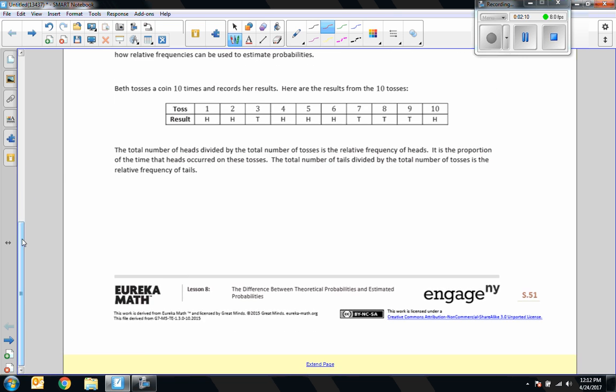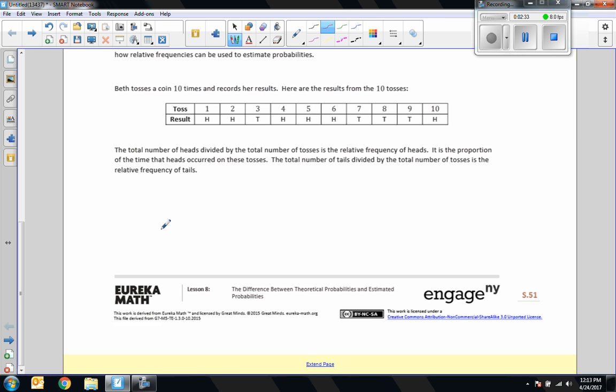Here it says Beth tosses a coin 10 times and records her results. Here are the results from the 10 tosses. First toss, heads. Second, heads. Third, tails. Fourth, heads. Fifth, heads. Sixth, heads. Seventh, tails. Eighth, tails. Ninth, tails. And the last time she tossed it, a head was the result.